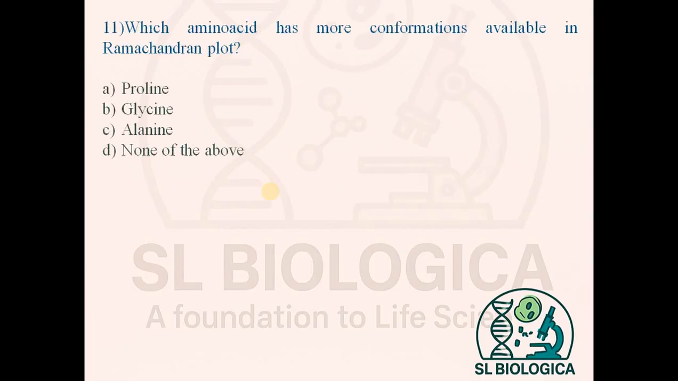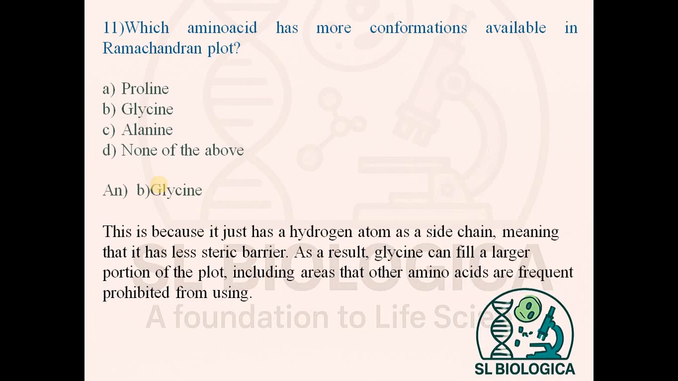And coming to the next question, which amino acid has more conformations available in the Ramachandran plot? A, proline, B, glycine, C, alanine. The answer is option B, glycine, because glycine is the simplest form of amino acid.